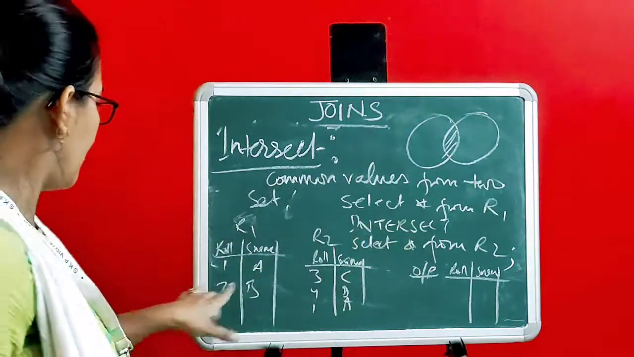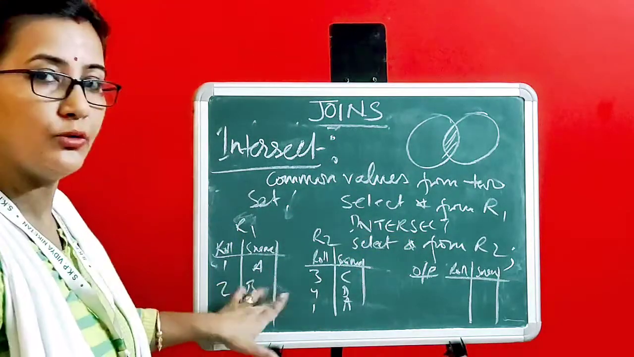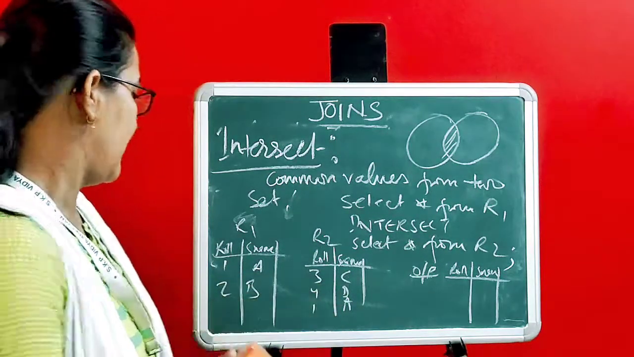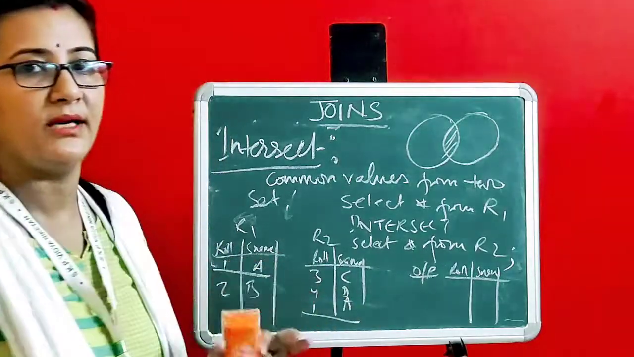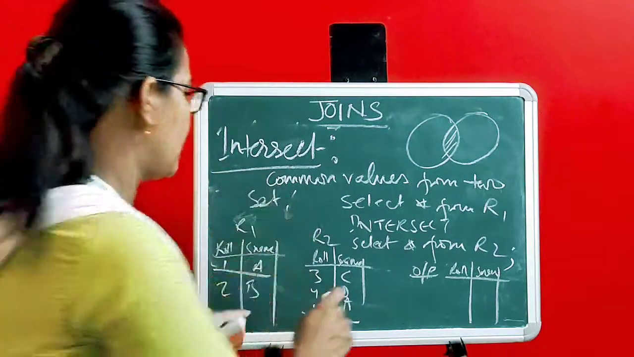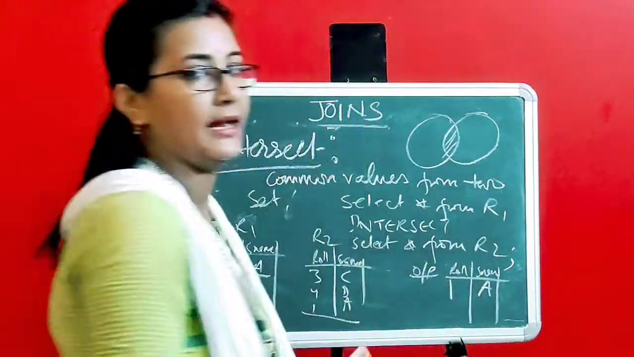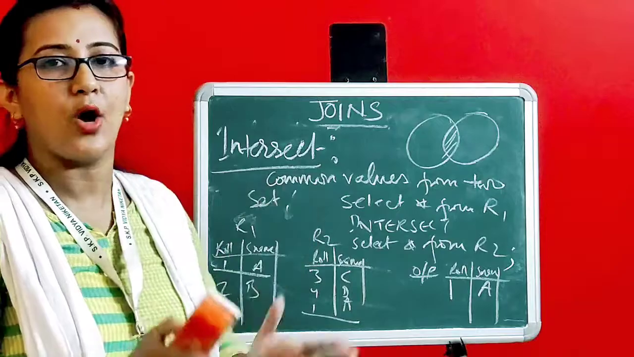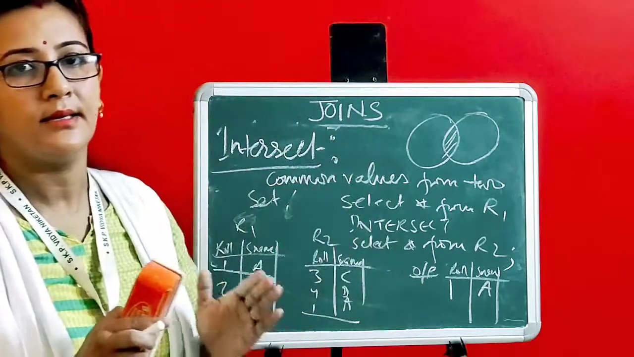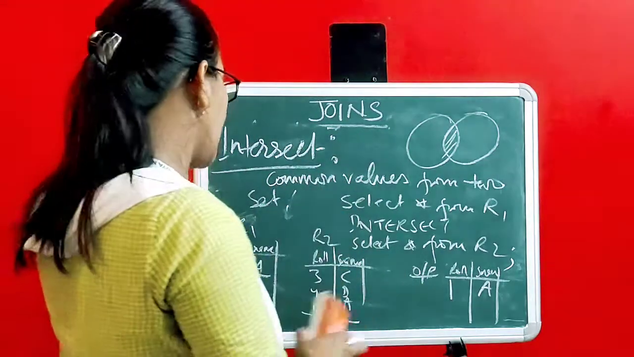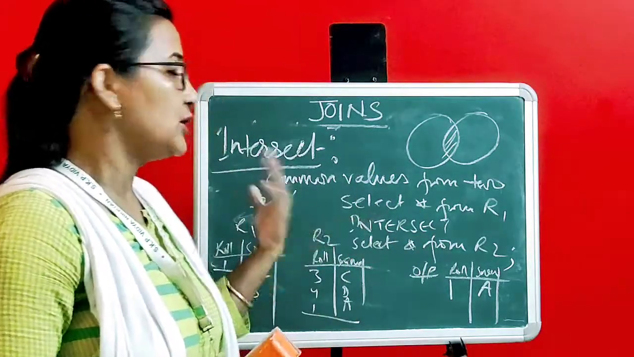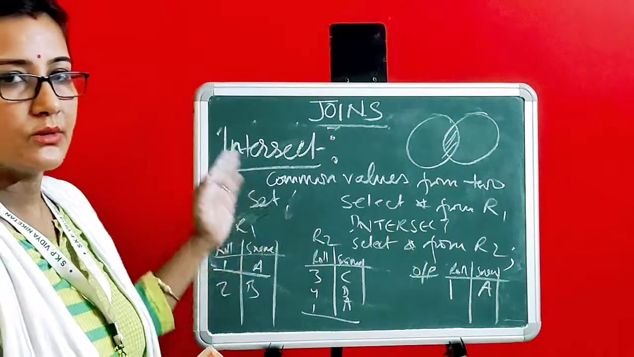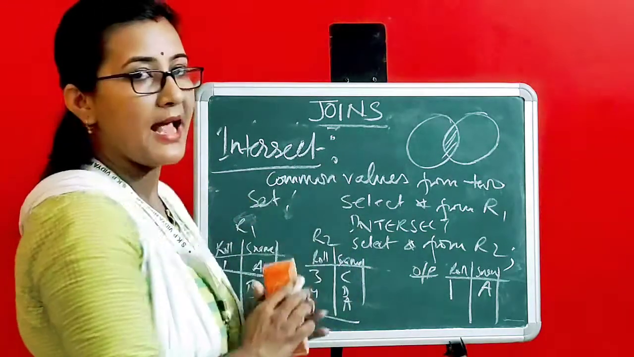So what is common in both cases here? In R1 we have 1A, 2B, and in the R2 table 3C, 4D, 1A. So this 1A is common in both the tables. That is why it will simply give 1A. This means the intersect join returns the values that are present in both the tables, that are common. So this is intersect. There are no such rules for intersect. Next we are going to see the minus join, the last one.